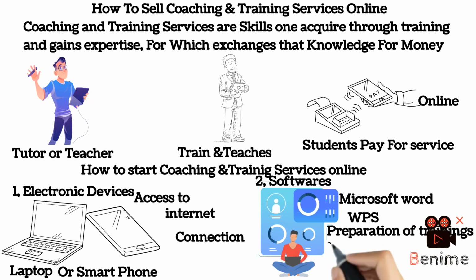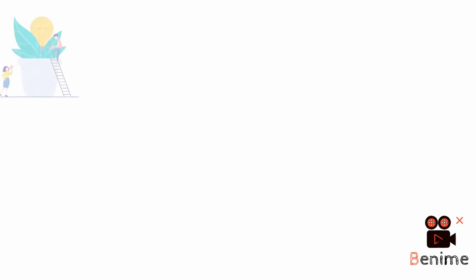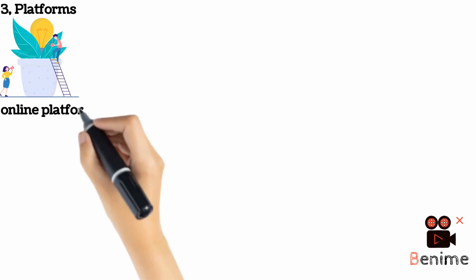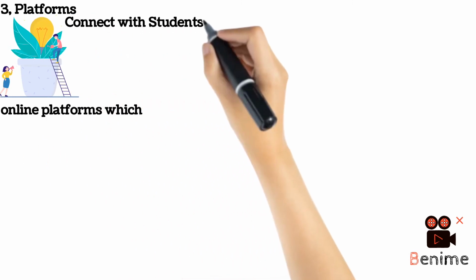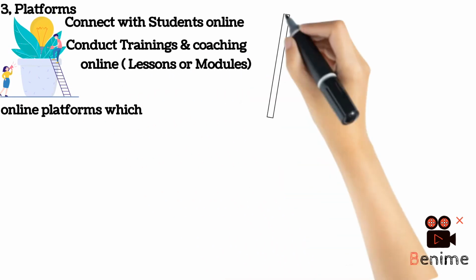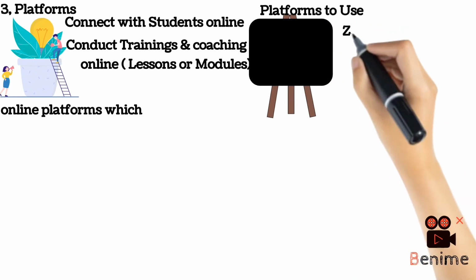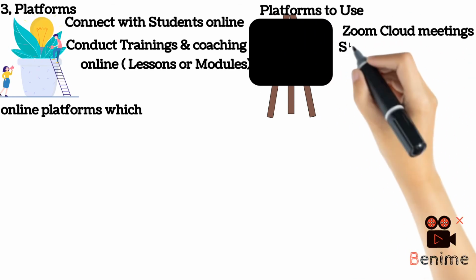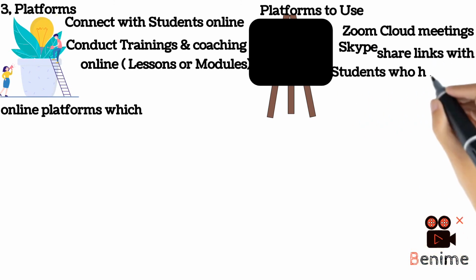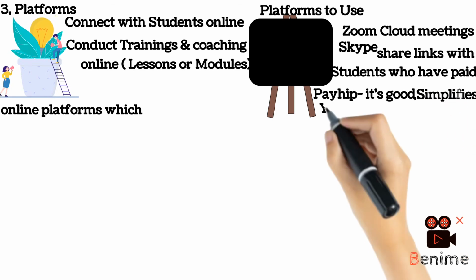Number three, we have an online platform which you use to connect with students online and conduct training or coaching services through lessons and modules. So just look at those platforms to use. You have Zoom Cloud Meeting or Skype. You can share the link with students who have paid for the service. Also, we have Payhip. It's good. It simplifies all your work, especially the payment. They are just perfectly done, and it almost does everything for you. You can check it out.